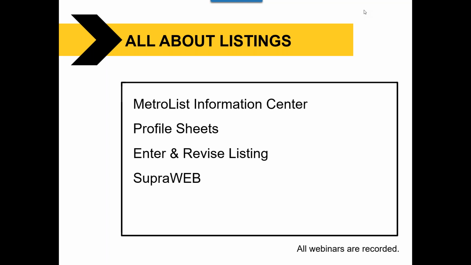And then also we'll of course go in, we'll enter a listing, we'll go in and revise a listing. I'll point out what the revise menu looks like, how to add in photos, attach documents, your virtual media. And then if we have some time, I'll take us quickly into SupraWeb, where we can check out our lockbox settings, email notifications, and even run some great reports.